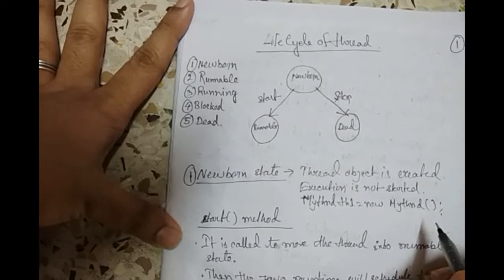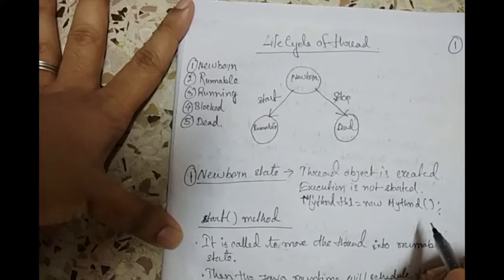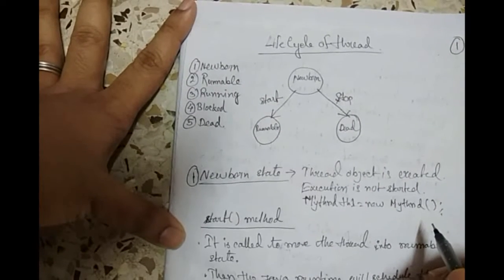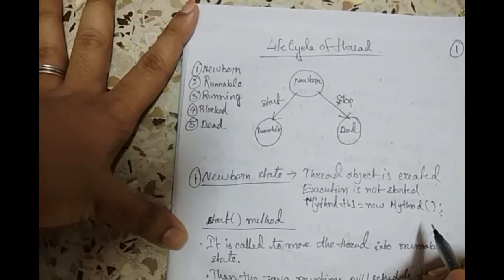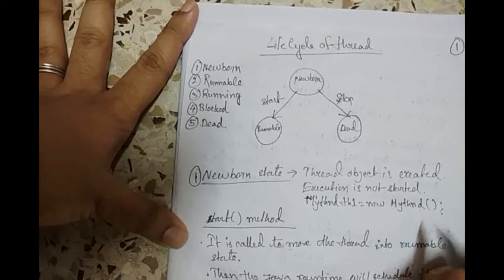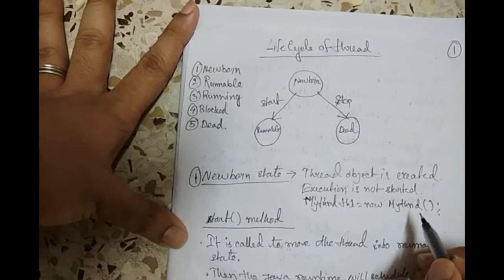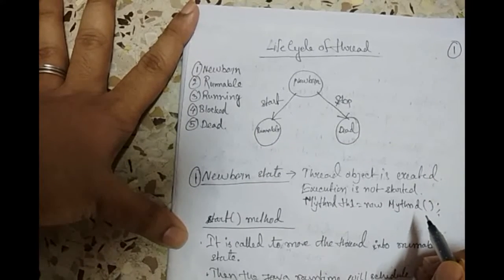Today we will discuss the life cycle of a thread. After creation of the thread object, the thread performs its task and terminates. During this initialization and termination of a thread, there are 5 states.